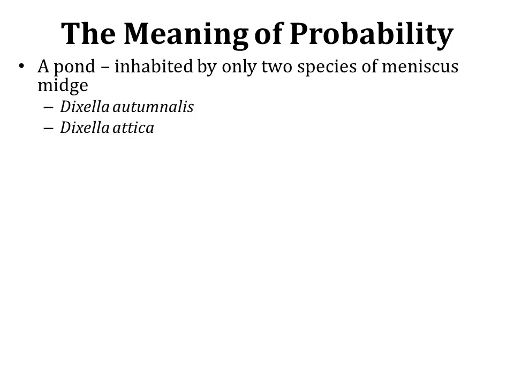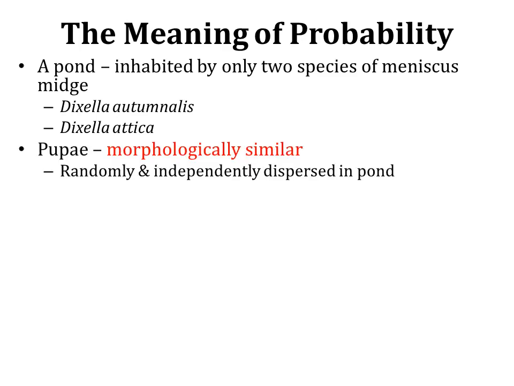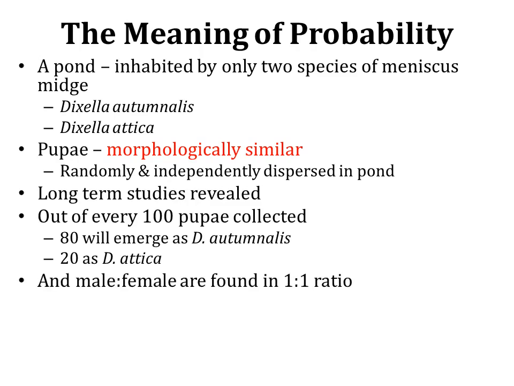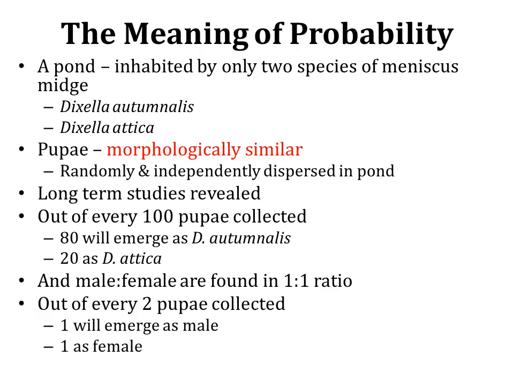And another example, we are taking the example of a pond which is inhabited by 2 species of meniscus midge, Dixella autumnalis and Dixella attica. Their pupae are morphologically similar, and they are randomly and independently dispersed in the pond. Long-term studies on the population composition have revealed that out of every 100 pupae collected, 80 will emerge as Dixella autumnalis and 20 will emerge as Dixella attica. And the male to female ratio is 1:1, so out of every 2 pupae collected, 1 will emerge as male and 1 as female.